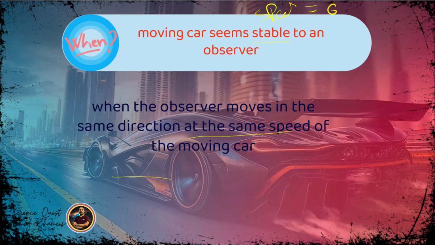So imagine you go in a car at 50 kilometers per hour, and the car next to you moves at 50 kilometers per hour. So the relative speed of the car will be 50 minus 50, which equals 0. So you would feel that the car next to you doesn't move.